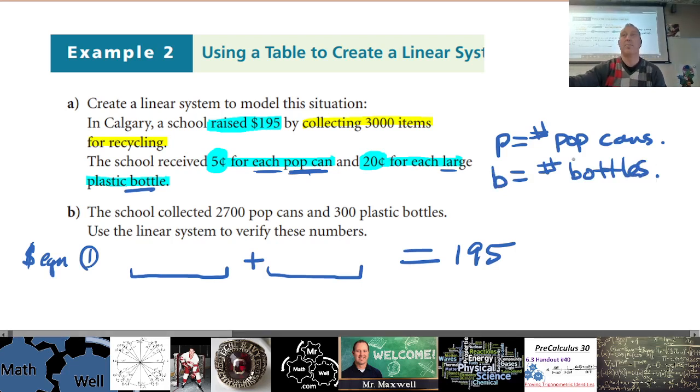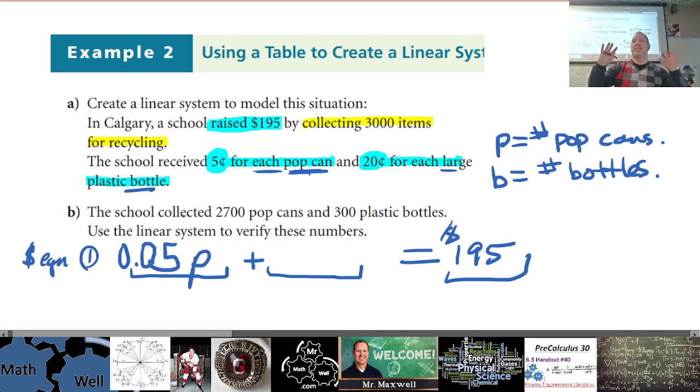All right, so that's going to be pretty important to identify our unknown variables. So the money comes from, now this is dollars, right? So the number of pop cans, I have to be careful here as well, that I can't put just 5 here, right? Because this is dollars, this is dollars. This has to be dollars as well. So is it $5 per pop can? Nope. It is actually $0.05 per pop can.